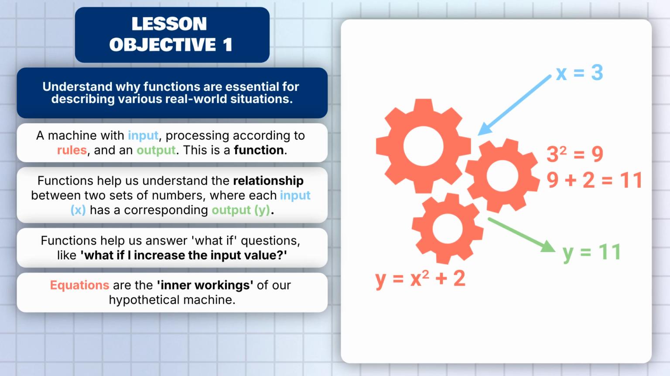Equations can be understood as the inner workings of the machine. Equations are like the cogs inside our machine, defining how the input turns into the output. In the function y equals x squared plus 2, the equation y equals x squared plus 2 is the inner mechanism telling us how to transform x into y.